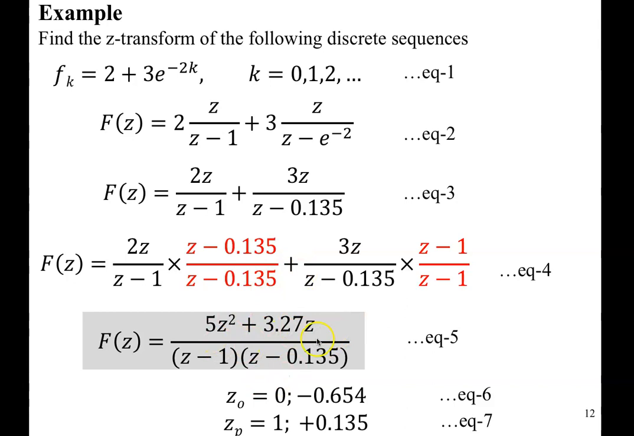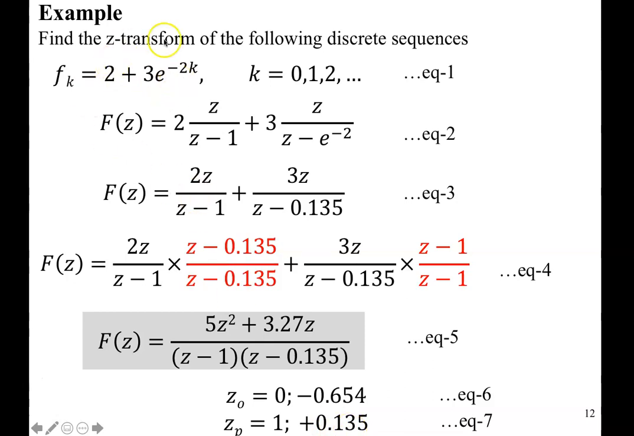That will give me this equation number 5. From there, if I equate the numerator terms to 0, I find two zeros: one equal to 0, the other equal to minus 0.654. I can find two poles: one is 1, the other is positive 0.135.